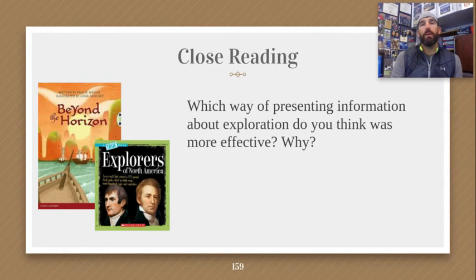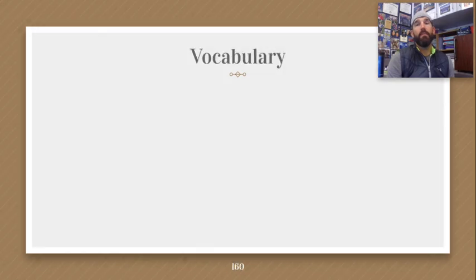And then your last question for close reading says, which way of presenting information about exploration do you think was more effective and why? So which of those texts do you think was the most effective way of presenting that information? Meaning it had the most impact on you. You felt like it was the better story. You felt like it gave you more information or you learned more from it. So you'll explain which of those you believe is a better way of presenting it and why.